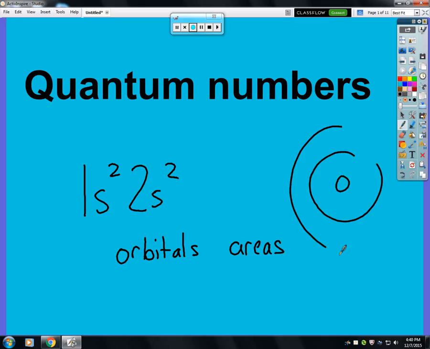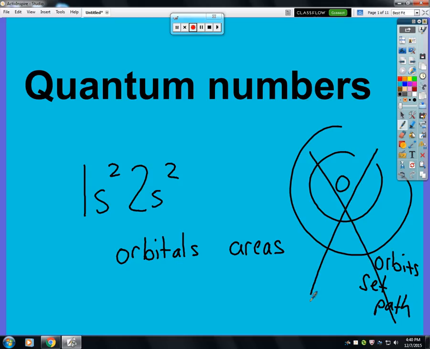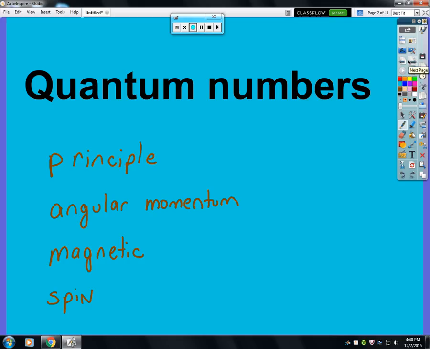And Bohr model has orbits, right, which are a set path. We know that's not true today. We're looking at orbitals, which are areas where you can find electrons around in S's and P's and D's and F's. So quantum numbers are a way that numerically assign spots in a giant math equation, or the Schrodinger's equation. And these numbers actually are called quantum numbers, which describe different parts in an atom.